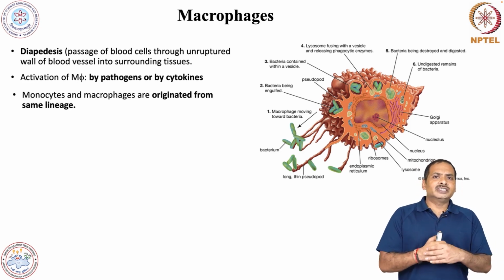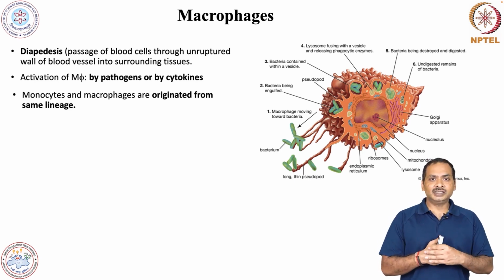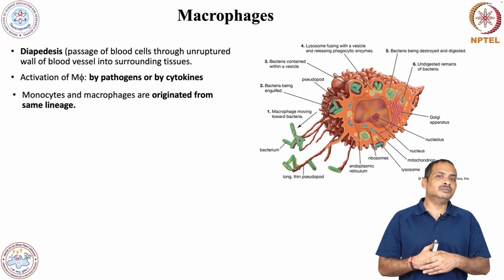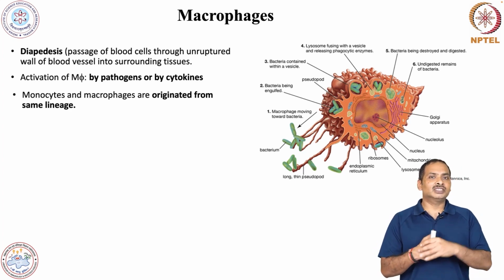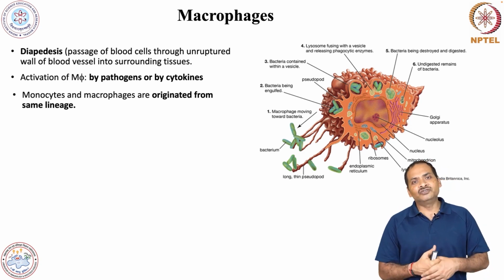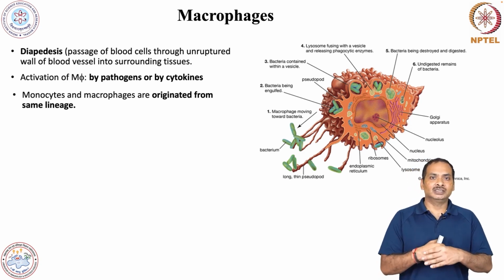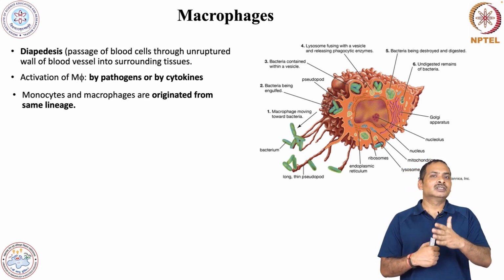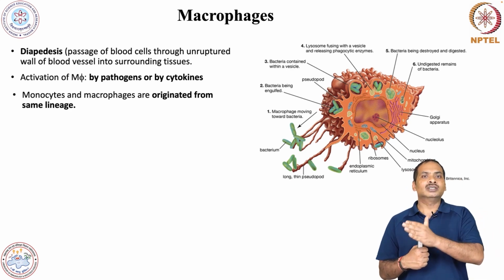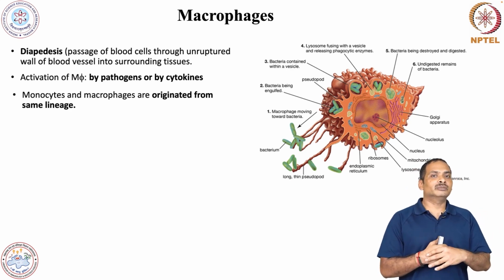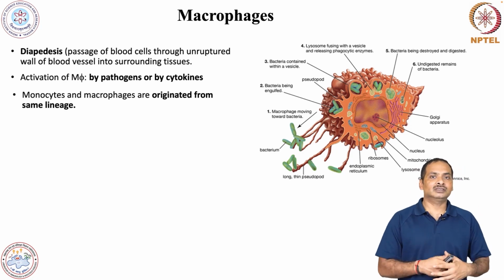Macrophages and monocytes originate from the same lineage. If you remember my previous session, I explained that macrophages and monocytes are derived from the myeloid lineage. So hematopoietic stem cells make two lineages, myeloid and lymphoid, and macrophages come from the myeloid lineage.